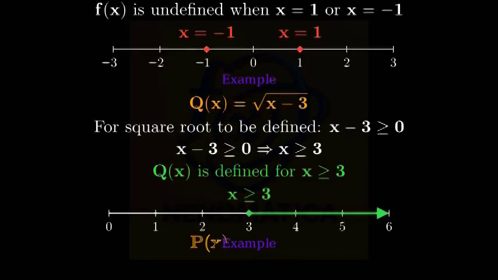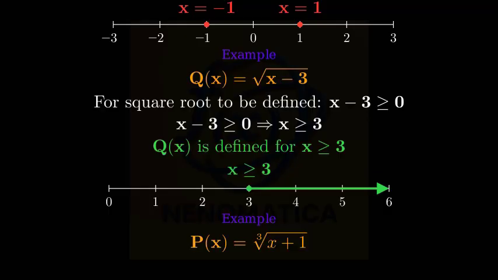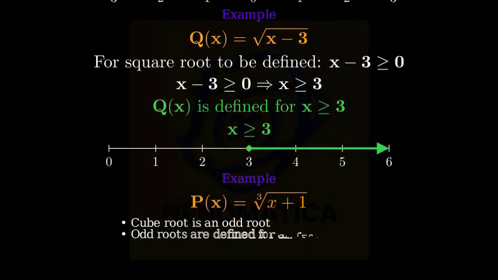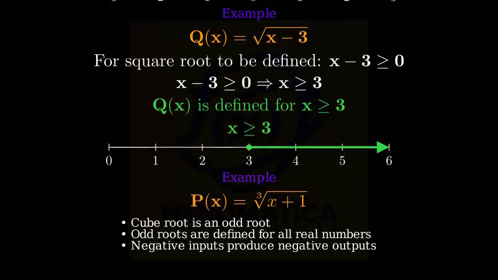Our fourth example is p of x equals the cube root of x plus 1. Since the cube root is an odd root, it's defined for all real numbers. Even when the input is negative, we still get a valid real number result.